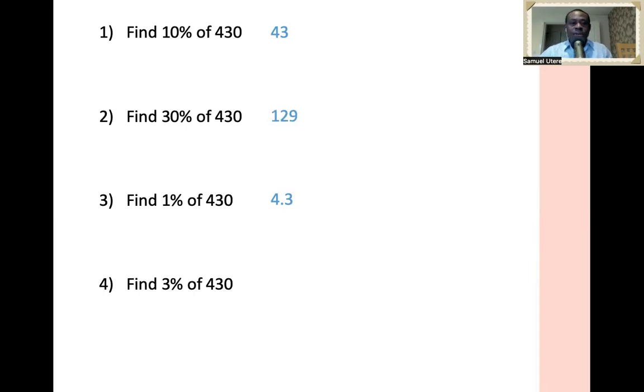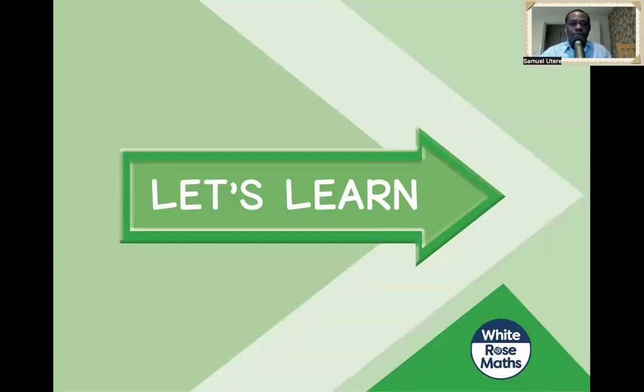But another way to do it is you could find 10%, which is 43, and then divide 10% by 10 again. So you divide by 10, divide by 10, that is 1%. And then to find 3%, you can multiply 1% by 3.